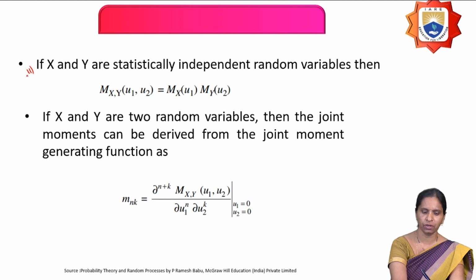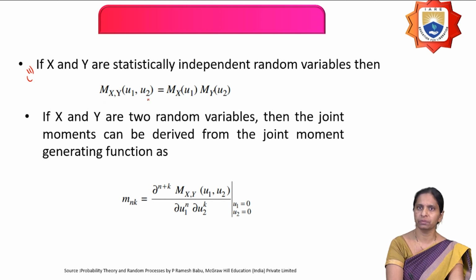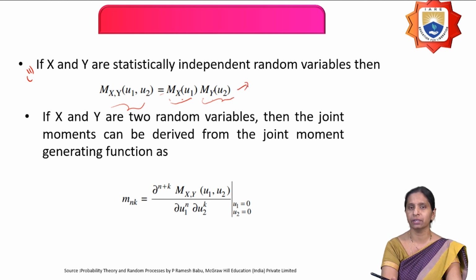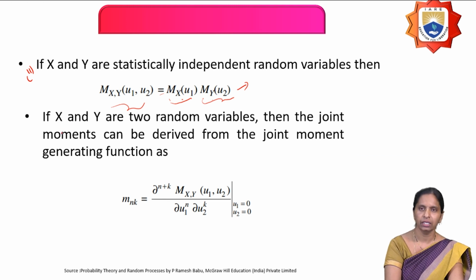And the second property is, if x and y are statistically independent random variables, then the joint moment generating function is equal to the product of their individual or marginal moment generating functions of the random variables x and y. The proof of this can be done in a similar way as we have done for the joint characteristic function. And the third property is what?